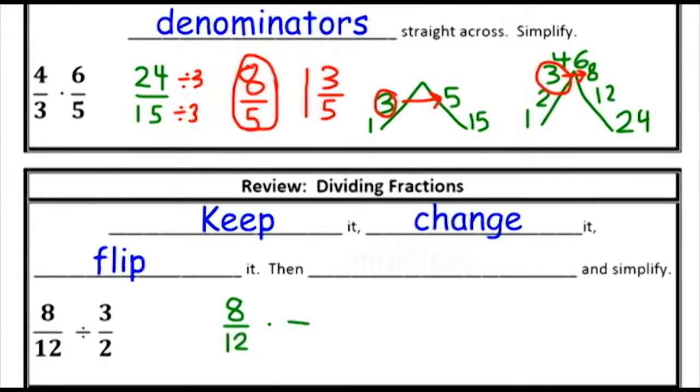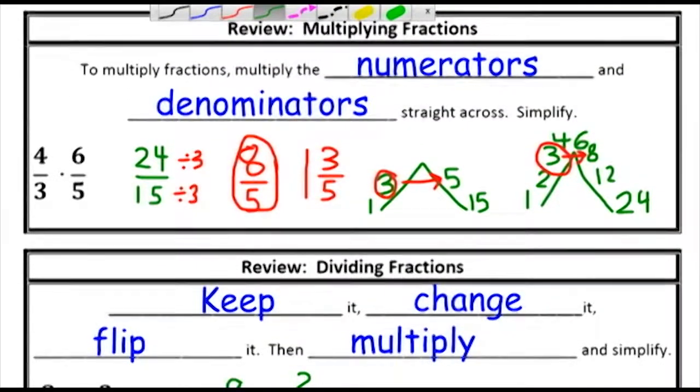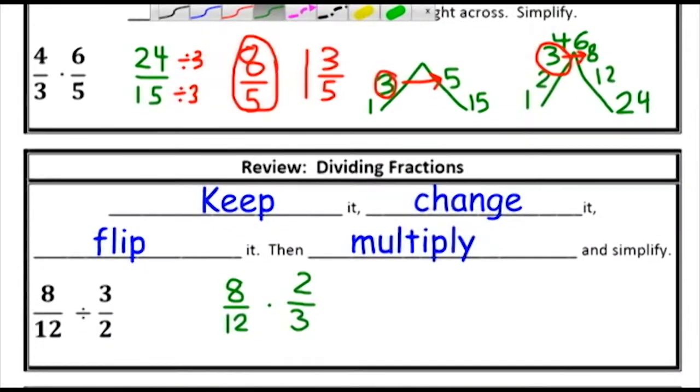Flip it. We're going to take the reciprocal of 2/3. The reciprocal is just a fancy $1,000,000 word for flipping it. 3/2 becomes 2/3. The last step in division is just simply multiplying. We turned it into a multiplication problem. As we know, to multiply, you multiply your numerators, multiply your denominators, and simplify. So, 8 times 2, 16. 12 times 3, 36.